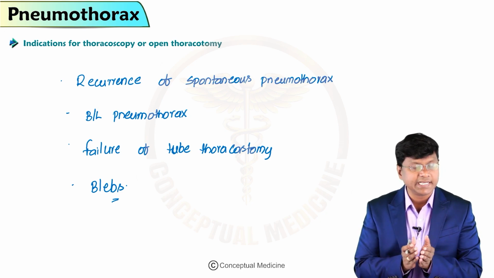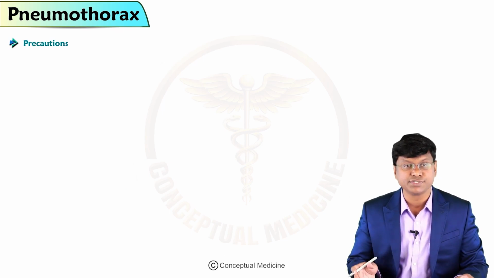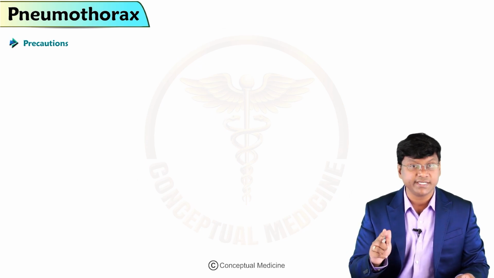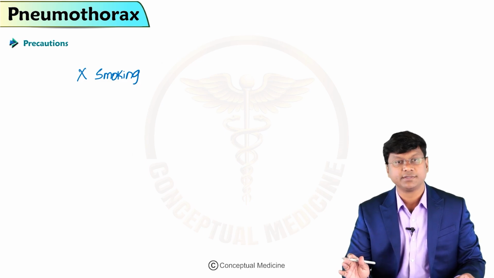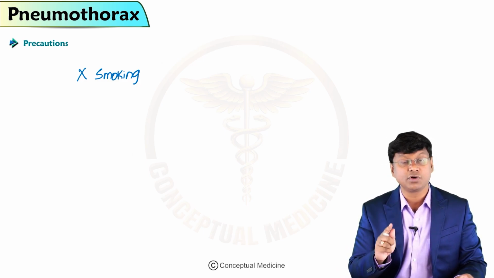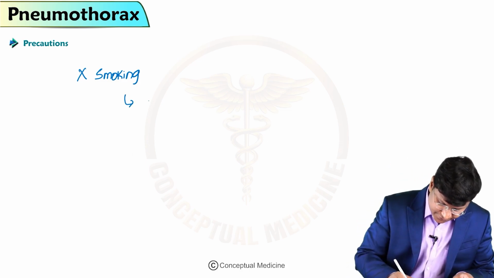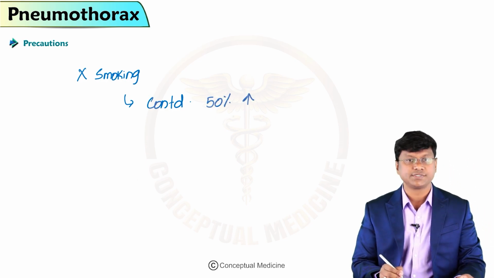Now, in the treatment part, not only just treating the complication which has developed, you also need to advise certain precautions to the patient. All patients who smoke should be advised to discontinue smoking, right? And warned that the risk of recurrence is 50% if the cigarette smoking is continued. So, if the smoking is continued, there is almost 50% increase in the recurrence of the pneumothorax.